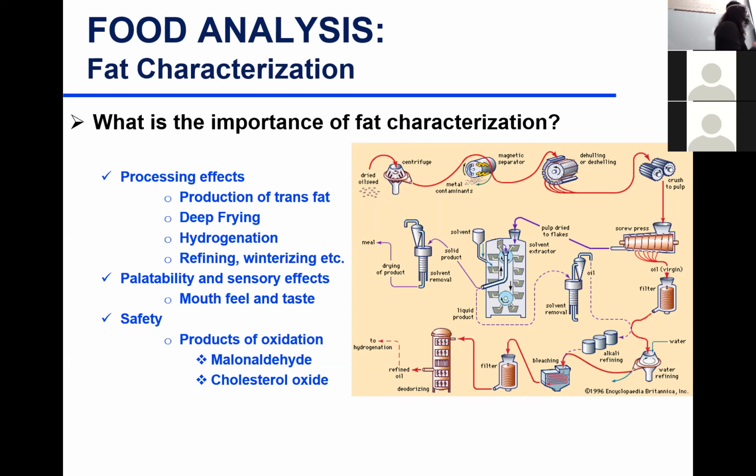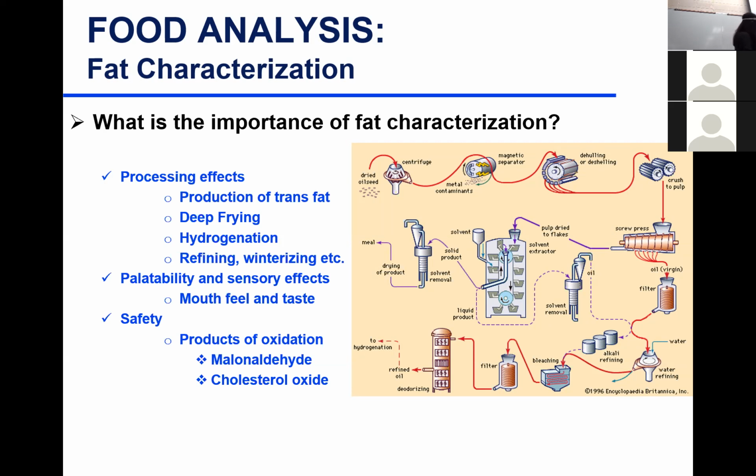This is a diagram that shows you the processing of production of the oil. So you get your seeds, you clean them, you dehull them, you crush them, you get your oil. The first pressed oil, we call it crude oil. This is very common if you go to the supermarket to buy olive oil, you see extra virgin olive oil, non-refined, so as is.